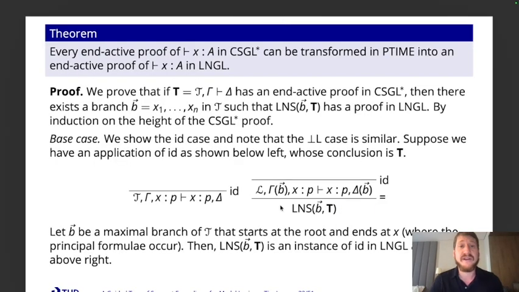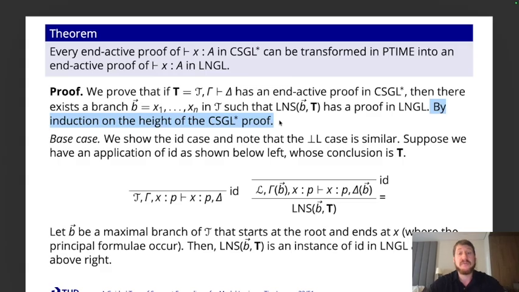What we're going to show is that every end-active proof of a theorem in the tree sequent calculus can be transformed in polynomial time into an end-active proof of the same theorem in the line sequent calculus. Okay? And I'm going to take you through the various cases of this proof. So we're going to show the following. If we have an end-active proof of a tree sequent bold T in the tree sequent calculus, then there exists a branch B in that tree sequent such that if I plug the branch B and the tree sequent T into the LNS function, it has a proof in the line sequent calculus. And I'm going to show this by induction on the height of the tree sequent proof.